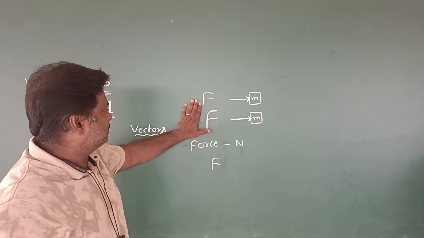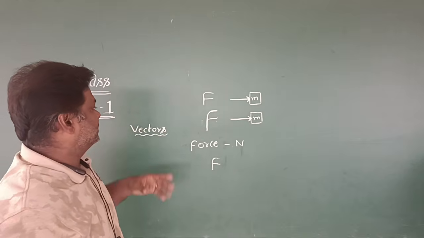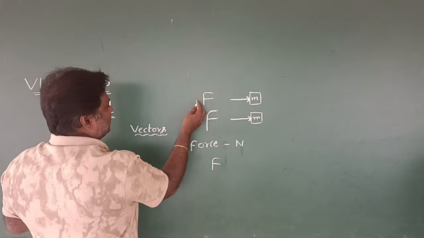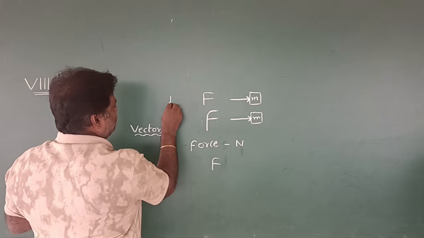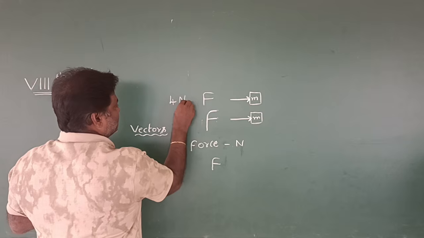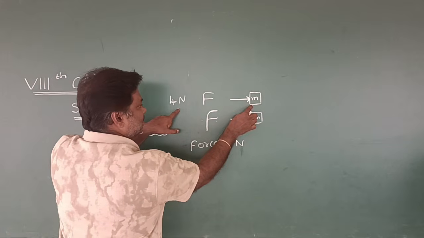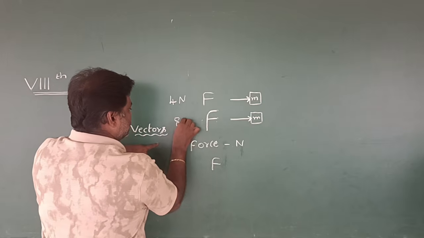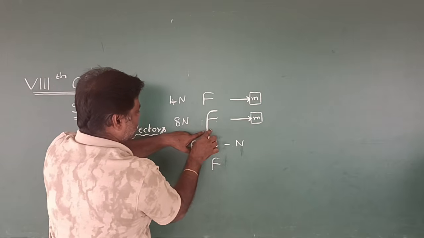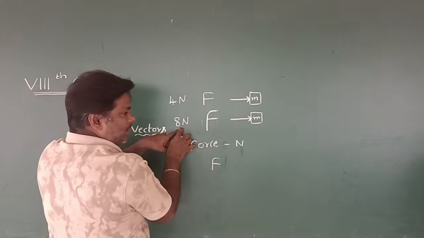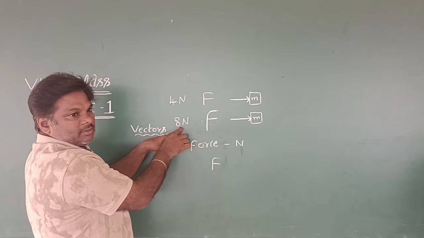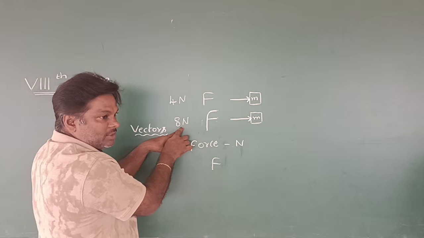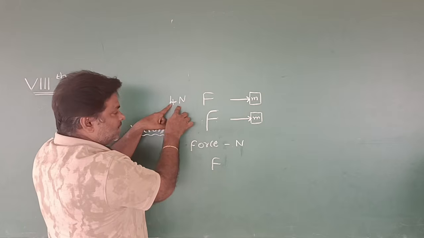Suppose when you want to say how much it is, we are giving this a strength as a magnitude. Suppose this is 4 newtons. 4 newtons force is applied on this mass, and here it is 8 newtons. Observe, according to this size, I have given a number as a magnitude. Magnitude, size, how large it is, how small it is.